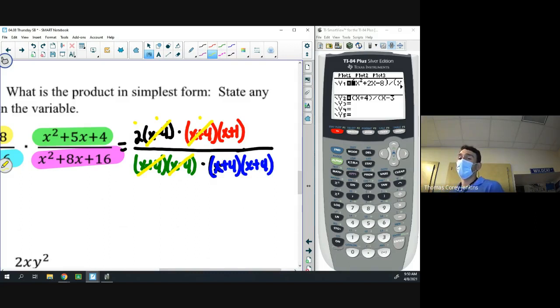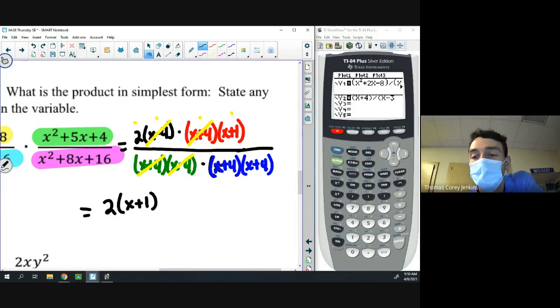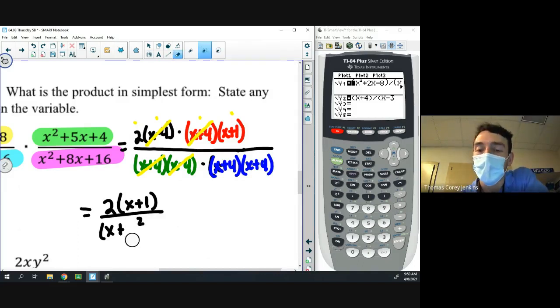All right, so at this point then, we don't have anything that matches with the x plus 1, so we're done reducing. So then what we're left with is 2 times x plus 1 over x plus 4 times x plus 4. Just to save some writing, I'm just going to write over x. I meant to write x plus 4 squared. Try that again. x plus 4 squared.